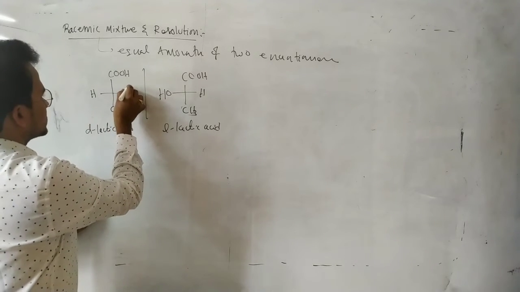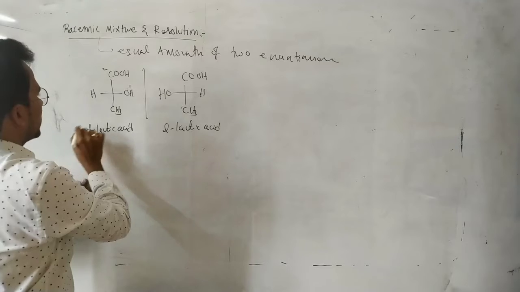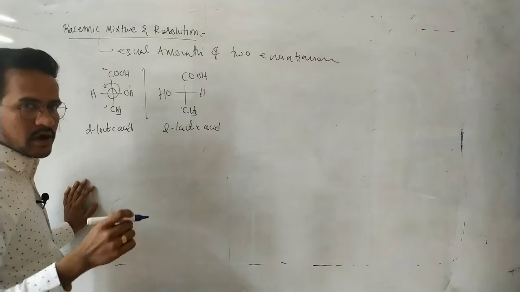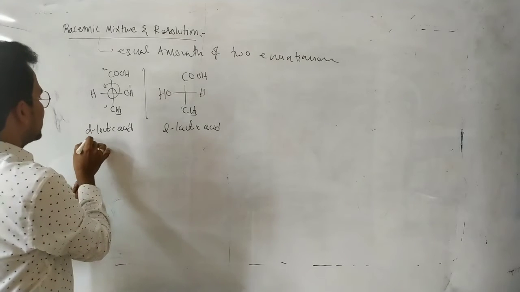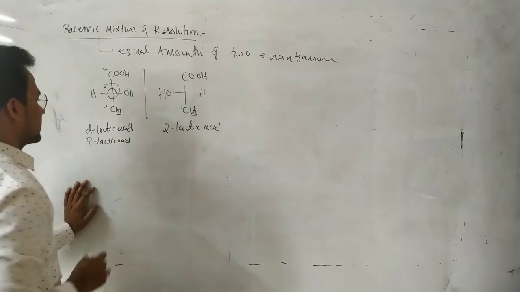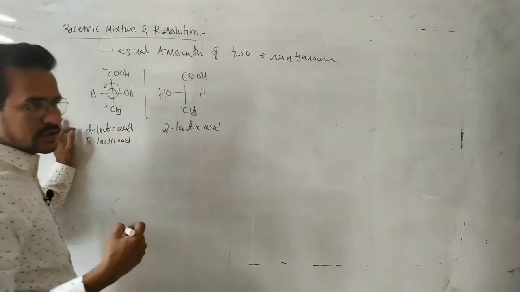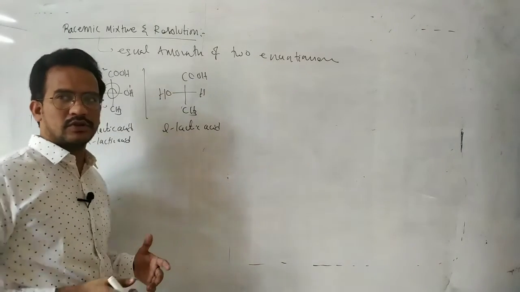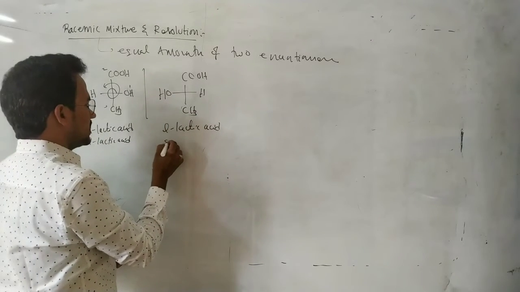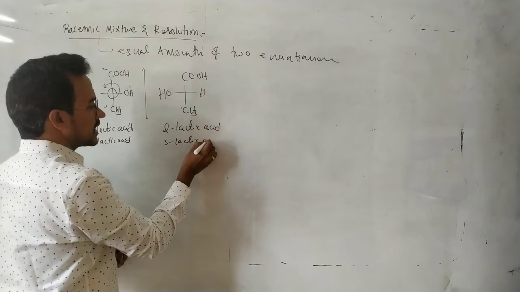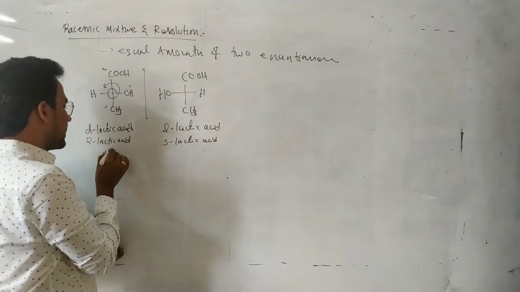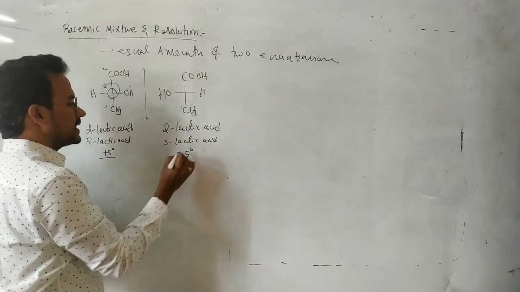Now here, what is the configuration of this chiral carbon? The OH is on the right side, second priority, here third. So 1, 2, 3 is anti-clockwise, but the least priority group is on the horizontal line, so take the reverse. So it is R-lactic acid. The absolute configuration is R-lactic acid. Here dextro-levo indicates the optical rotation of the molecule. So for R-lactic acid, the mirror image must be S-lactic acid.